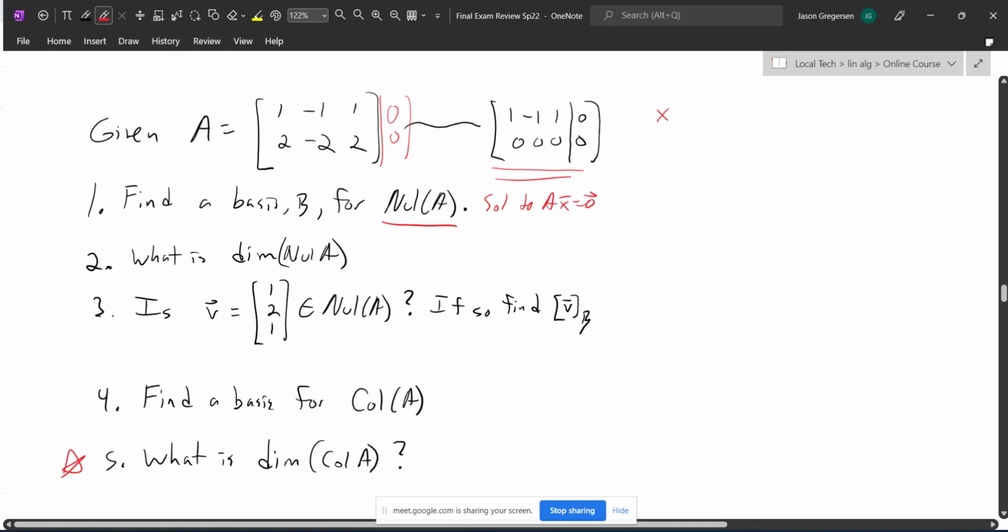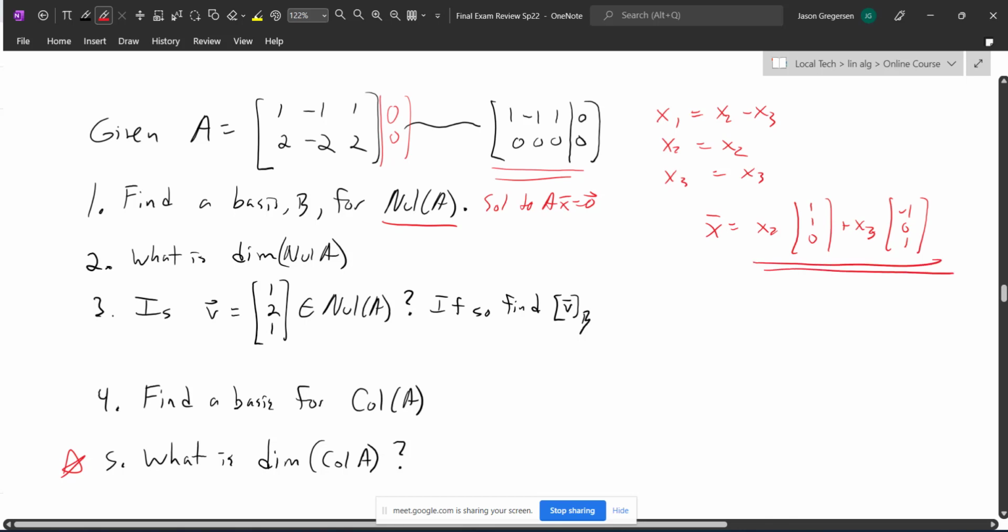Then I would write my solution in parametric vector form. In this case, the first row gives me x1 = x2 - x3, when I add the x2 and subtract the x3 to the other side. I know that x2 is a free variable and x3 is a free variable. In parametric vector form, my solution would then be x2 times (1, 1, 0) plus x3 times (-1, 0, 1). All of the solutions can be built using these two vectors, so a basis for the null space would be those two vectors.